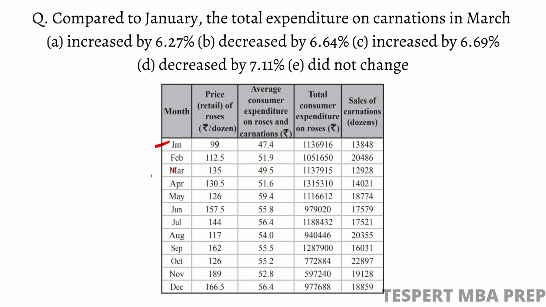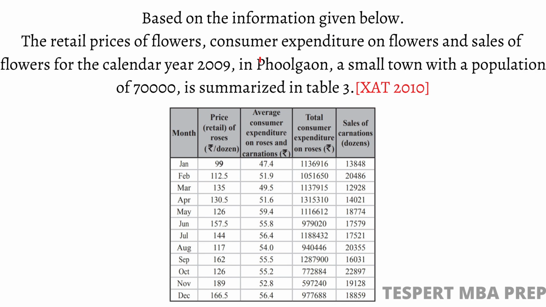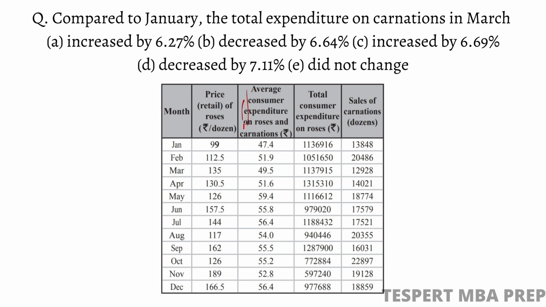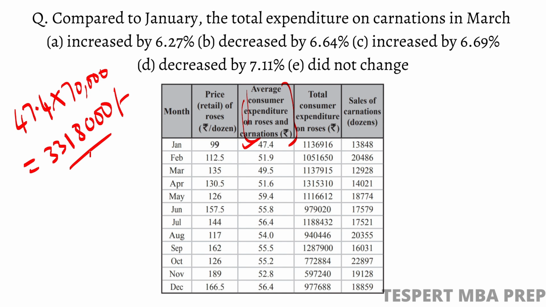So this is January, this is March, and we know the total population of the town is 70,000 and the average consumer expenditure on roses and carnations both in January is 47.4 rupees. So 47.4 into the total population, which is 70,000, is the total expenditure on both roses and carnations. And we know the total consumer expenditure on roses in January is this much. So just subtract these two to get the total expenditure on only carnations, which is 2181084. Let's move on to March.